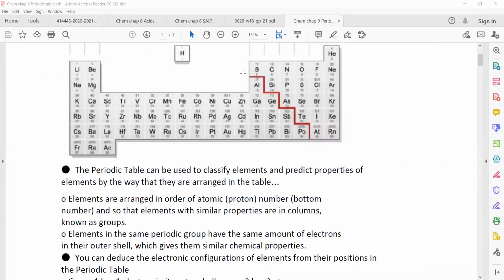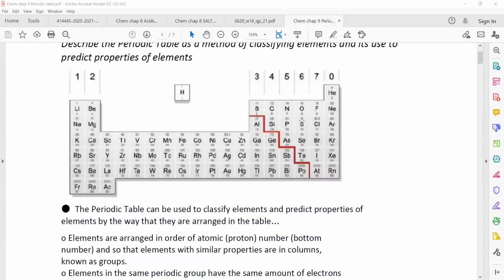And using the group number, you can deduce the number of electrons in the outermost shell. This staircase is actually showing the elements which we call metalloids. Metalloid means they have some properties that resemble a metal and some properties that resemble a non-metal. That's why we call them metalloids.